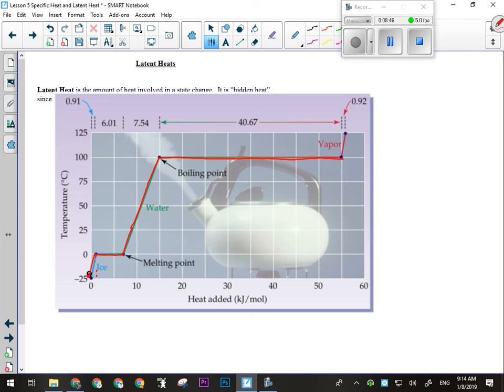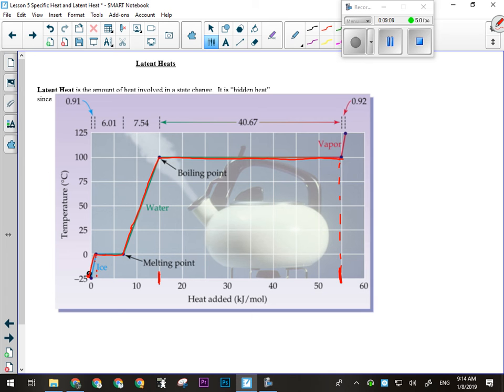Like if you had steam at 100 degrees hit your skin, it would give you deep tissue burns, versus having water splashed on you at 100 degrees. It wouldn't hurt, it would burn you, but it wouldn't be nearly as bad because there's not as much energy in liquid water at 100 versus steam at 100. Steam at 100 degrees has this much energy. Water at 100 degrees has this much energy.